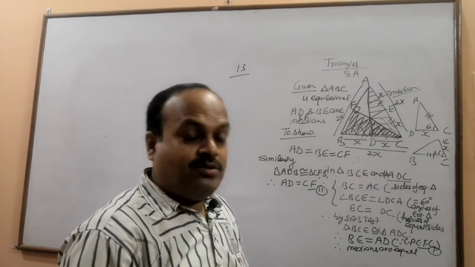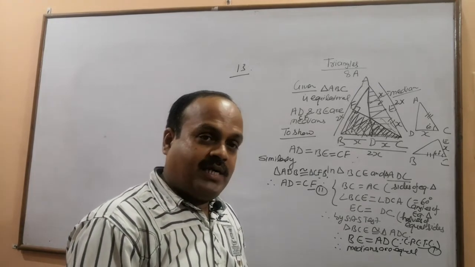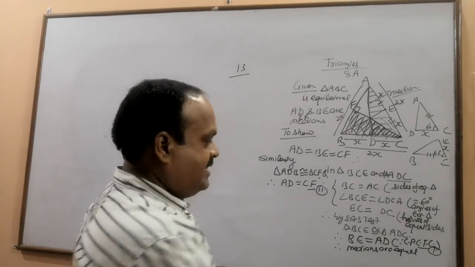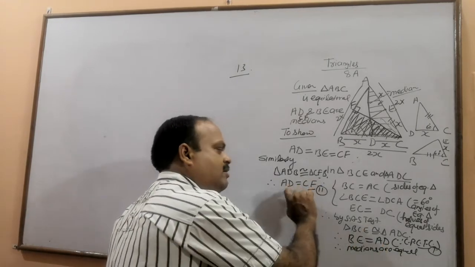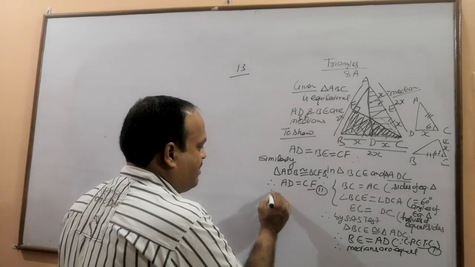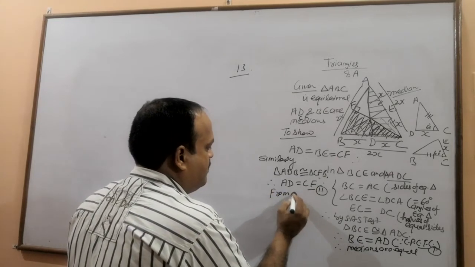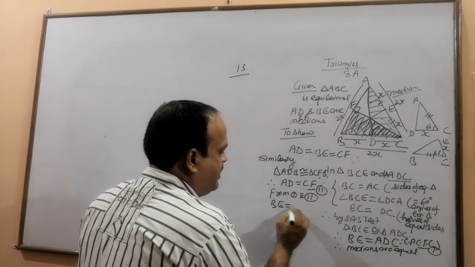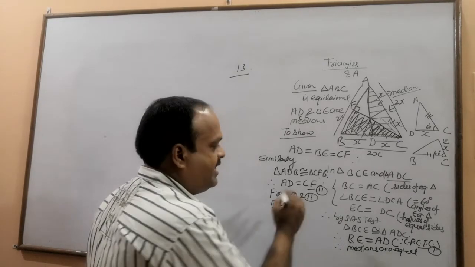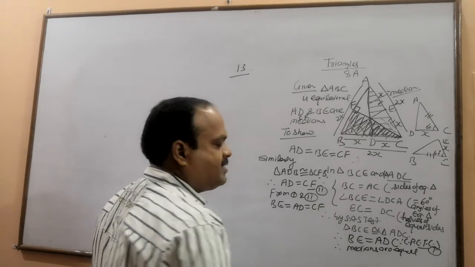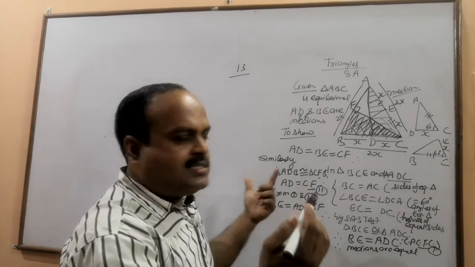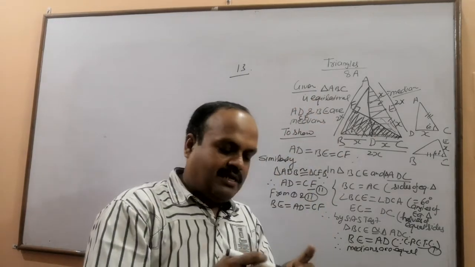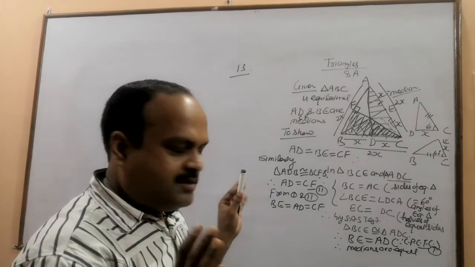You can say that BE equals to AD equals to CF. Therefore, from 1 and 2, BE equals to AD equals to CF. So, medians of the triangle, equilateral triangle, are equal. Proved.